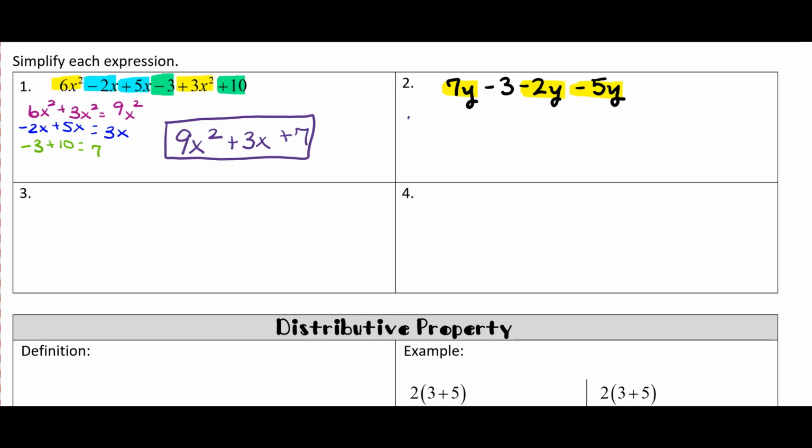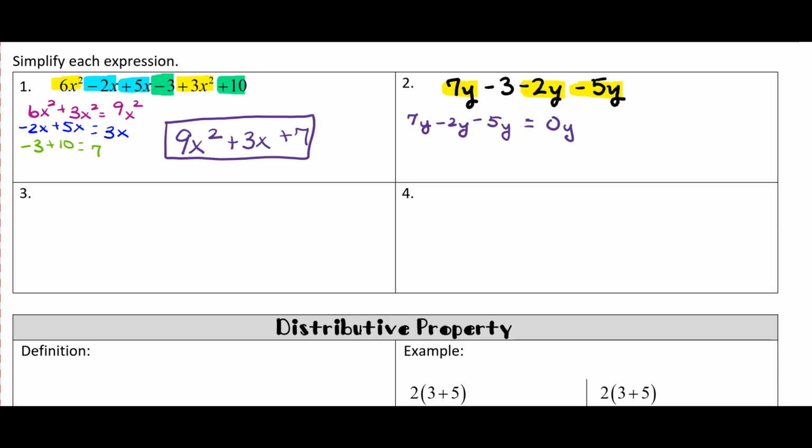So we're going to take and do 7y minus 2y minus 5y, which when we combine these together, we end up with 0y.